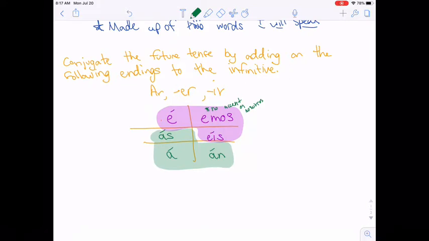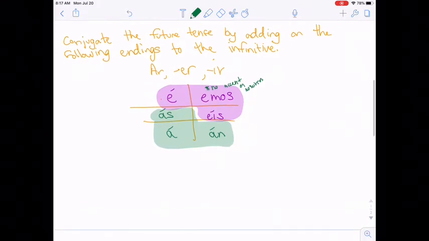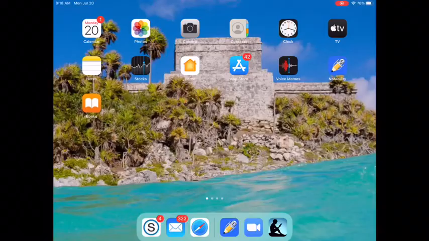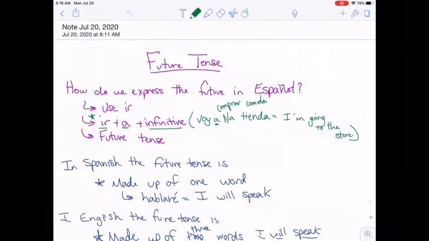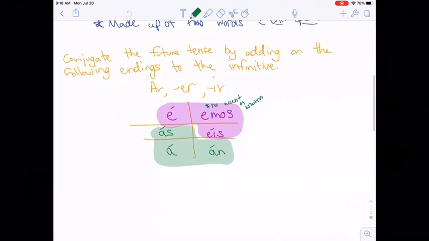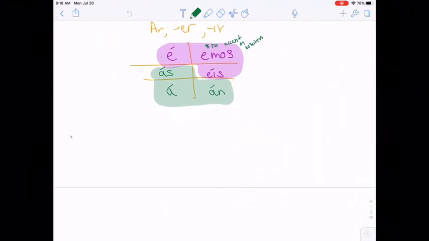Cool. I mean, it's pretty simple. That's really it, other than irregulars. Okay. Let's do an example or two. So let's do the yo form. Okay, sometimes that happens. So let's do examples.